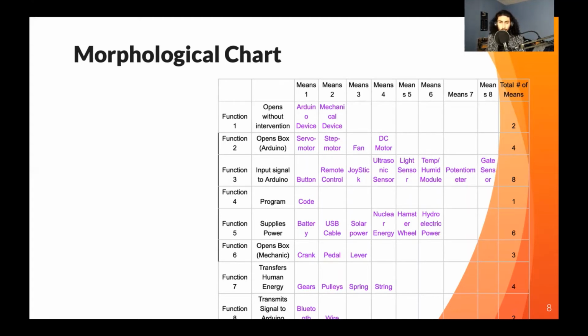What's nice about the Excel sheet is that it auto-calculates all of the possible different ways that you can put together the epic cool box and what parts you want to use. For this function means tree and this morph chart in specific, we were able to come up with 4,128,768 possible combinations for making the epic cool box.